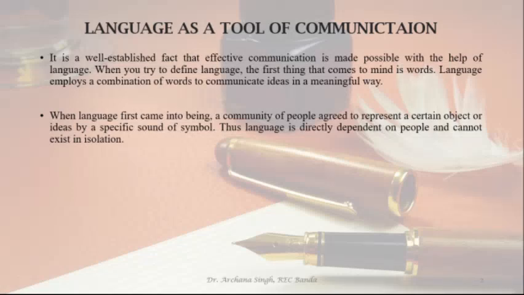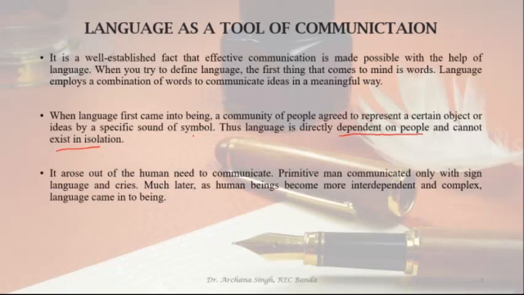So when language first came into being, a community of people agreed to represent a certain object or idea by a specific sound or symbol. Thus, language is directly dependent on people and cannot exist in isolation. This is the main important point that we need to understand, that it is dependent on people and cannot exist in isolation, because we relate words with the symbols, with the sounds.